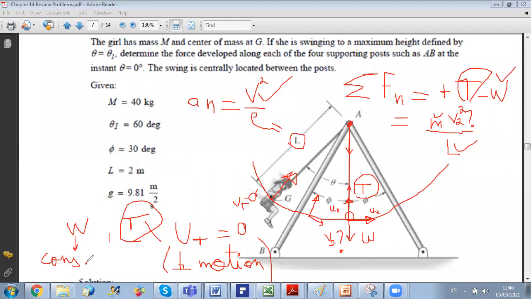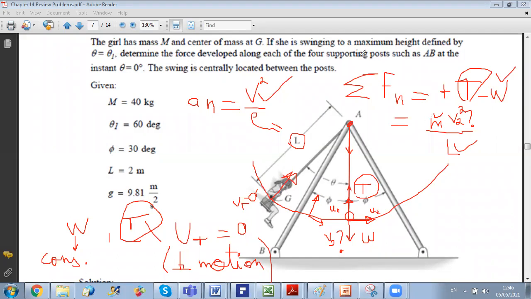we can apply the principle of conservation of mechanical energy. Or you can say directly, I want to apply work and energy. Work of T is 0, work of weight, I know the formula. So both methods, of course, will give me the same result. Let us do the conservation of mechanical energy.